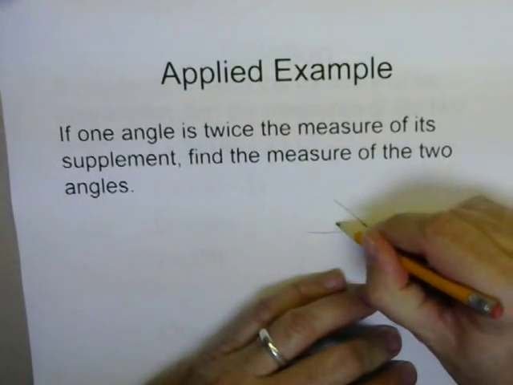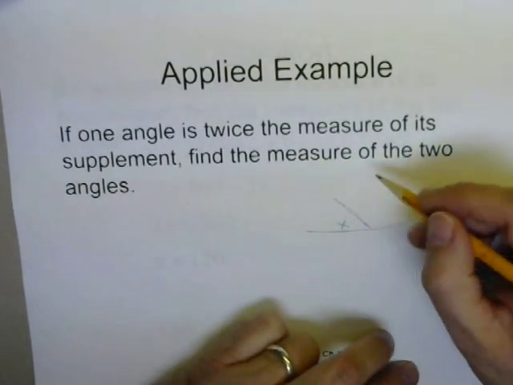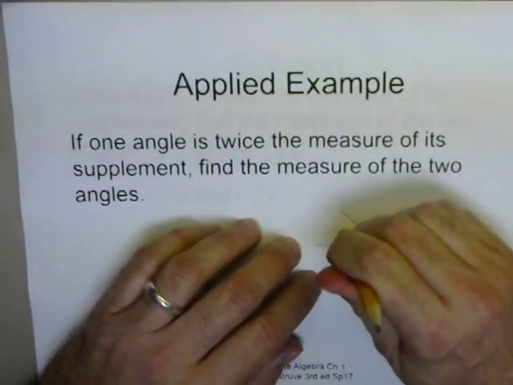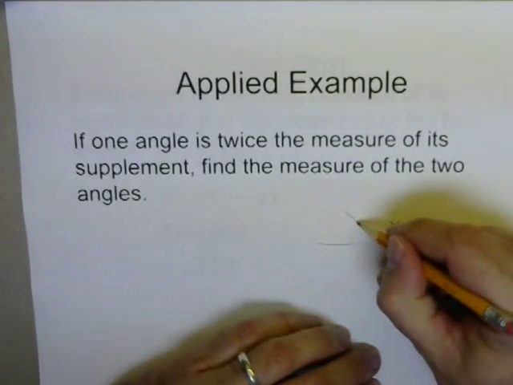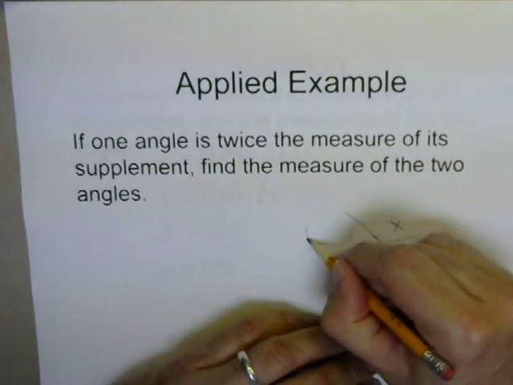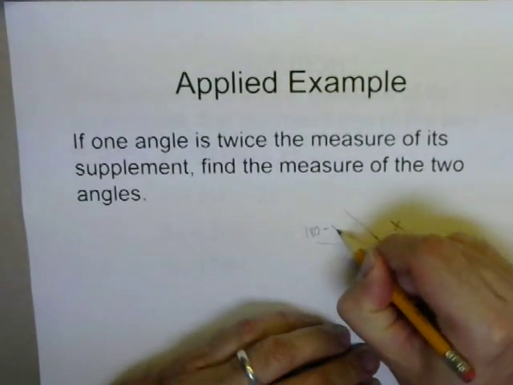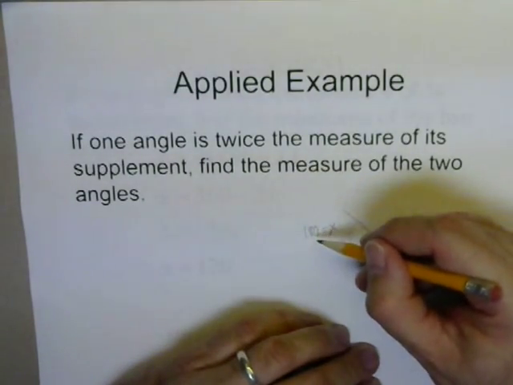Maybe let's call this angle X, and then you have this other angle here, and I guess I should call this one X over here. And this angle here is twice as big as whatever its supplement is over here, right? So if you think about it, the supplement here would be 180 degrees minus whatever X is. So this thing here is twice what that is, right?